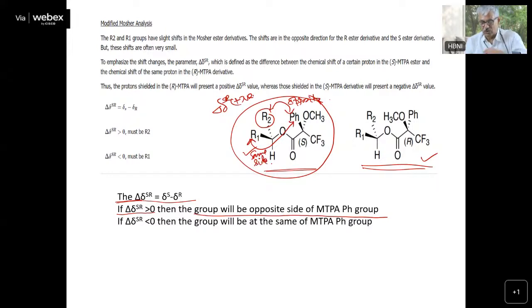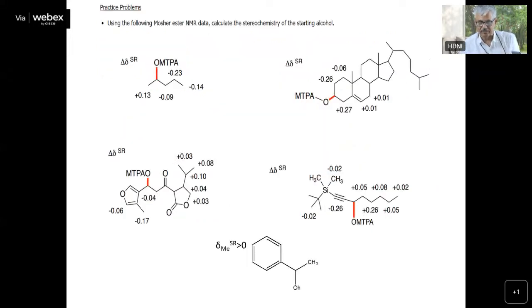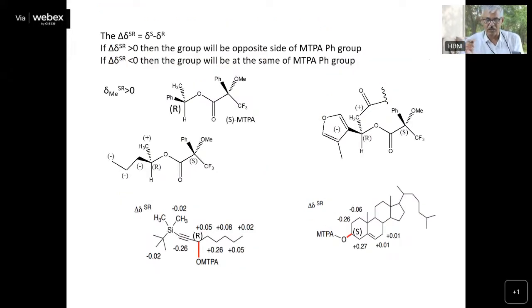Okay, so we'll see one example. Let us see. So these are the problems. Let us see first this one. Okay. So now assume this one. So this is your phenyl ethyl alcohol, and we may convert it to ester with S-MTPA chloride.